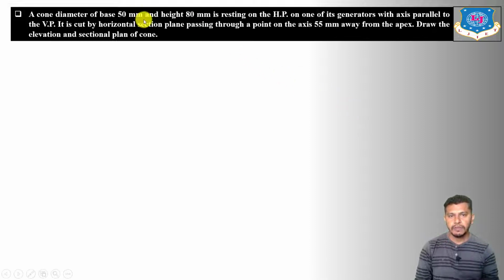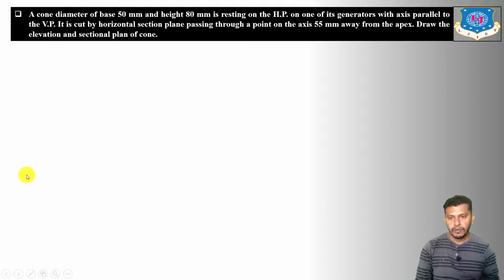So here it is given that the cone is resting on HP on one of its generators. If the cone is resting on the horizontal plane, then in the first stage we have to assume that the base of the cone is parallel to the horizontal plane and perpendicular to the vertical plane, and the axis is perpendicular to the horizontal plane and parallel to the vertical plane. And then after that we have to draw the plan and elevation in the first stage.